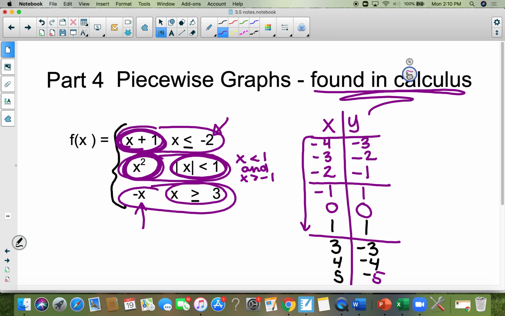If you look over at the board, this title is called Piecewise Graphs. If you look over in Algebra 2, they are learning how to do piecewise graphs this week. So now what we have to do is graph these. So how do we graph these?